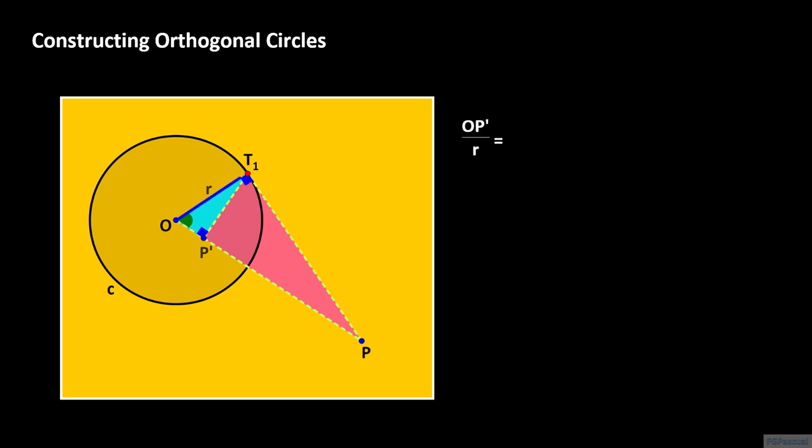We take the short side R of the big triangle and divide it by OP, the hypotenuse of the big triangle. And so OP' divided by R equals R divided by OP, from which we get the product of OP' and OP equals R squared. This is precisely the equation that defines what it means for the points P and P' to be inverses with respect to the circle C.